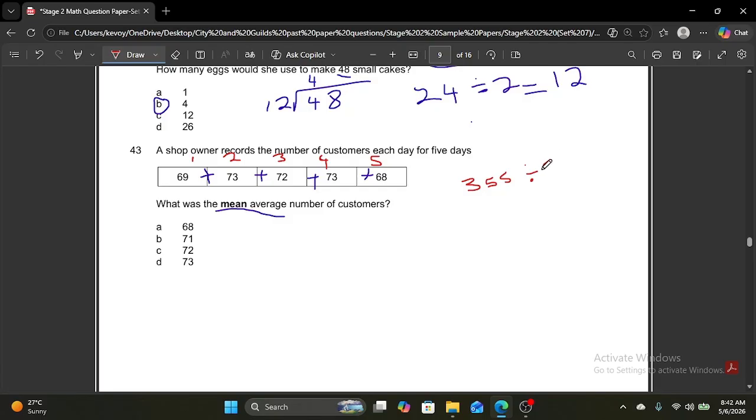So divided by 5. 365 divided by 5 would be equal to 71. So our average is B, 71. Remember, whenever we see mean average, it means that we just add the numbers that we have right there and we divide by the amount of numbers that's there. So that's how you find the mean.